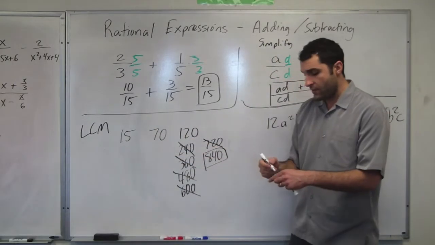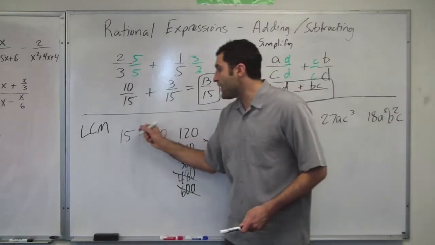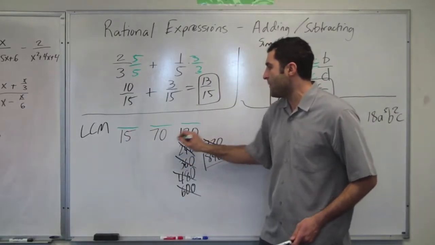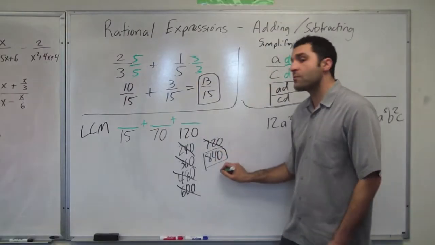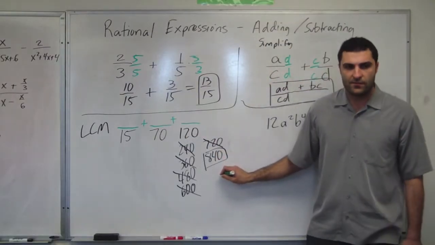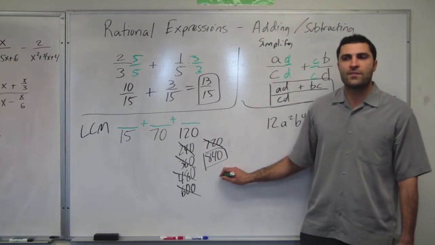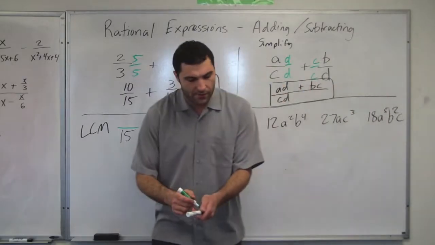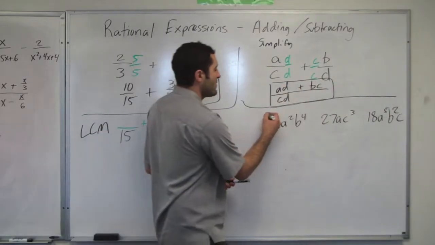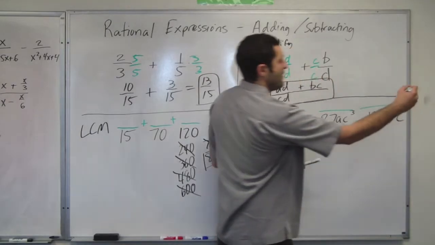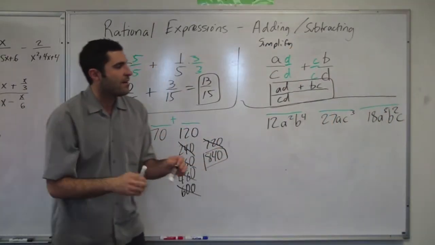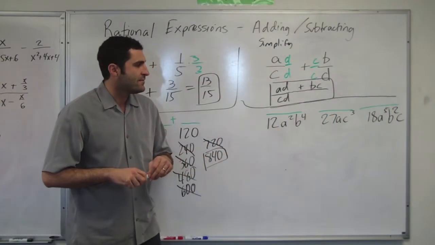In other words, the way I like to do this, if these were denominators and we were adding, this would be the common denominator. This would be the common denominator. So now we're over here. If these were all denominators, what would the LCM be?